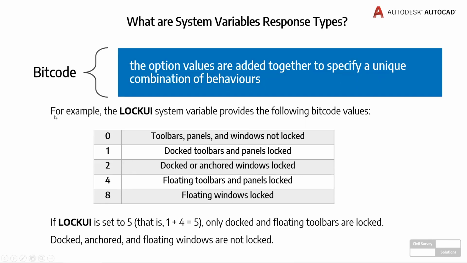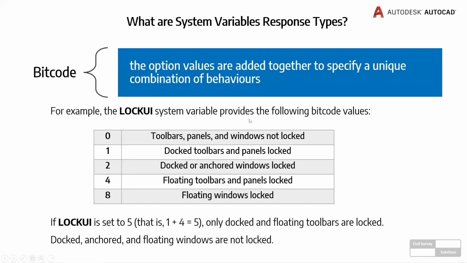The OSNAP variable in AutoCAD has multiple entries. It's got many more entries, and we'll have a look at that one a little bit later in the session just to show you how it works. So that's the 4 types. We've got integer, we've got string, we've got real, and we've got bit code.